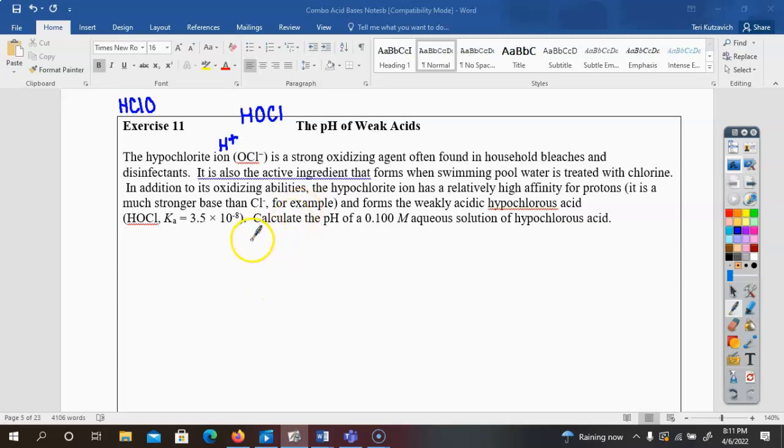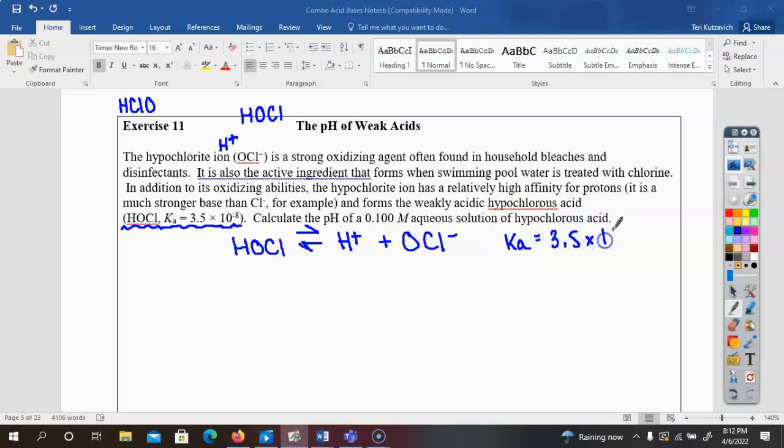Let's write our dissociation. First of all, how do I know what I want to dissociate? It's whatever they give us. If they give us a Ka value, we're dissociating our acid. If they give us our Kb value, we're dissociating a base. They gave us a Ka, so we know we're going to dissociate our acid into H plus and OCl negative. This is a weak acid, so we want to use the double arrows, and we don't know how much it dissociates. That's what we have to figure out.